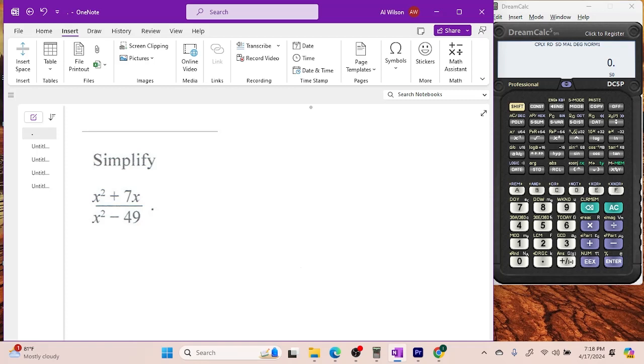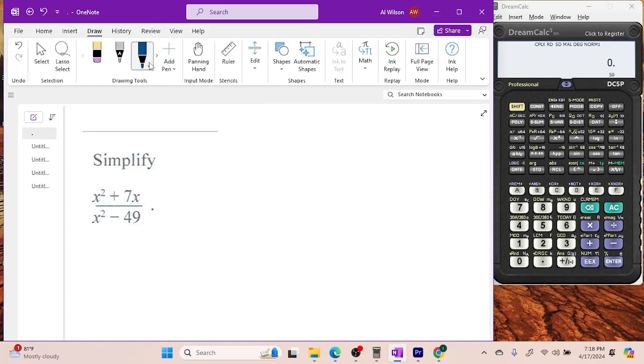Taking it into parts, for the top part, we have x squared plus 7x. Let's do our factorization now. What's similar between x squared and 7x? It is x. And then we have our bracket. x squared divided by x leaves us with x, and 7x divided by x leaves us with plus 7. So that's what goes in the numerator.